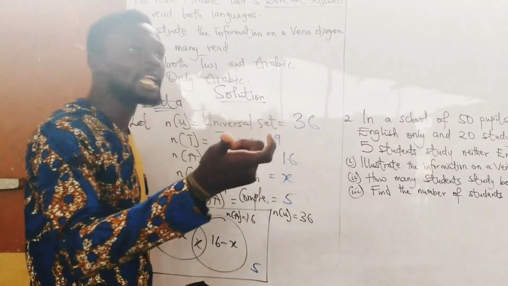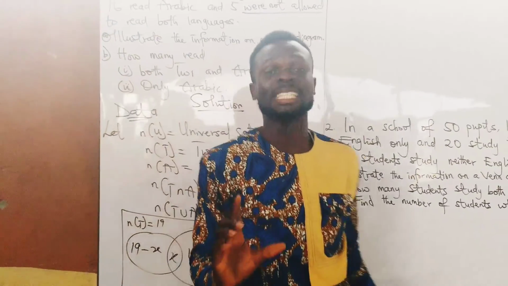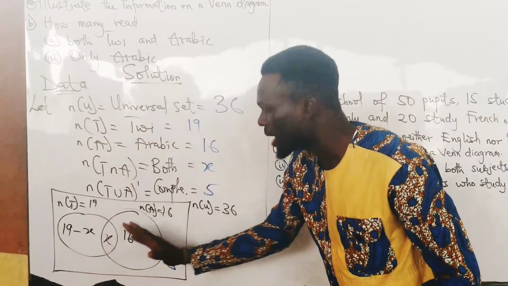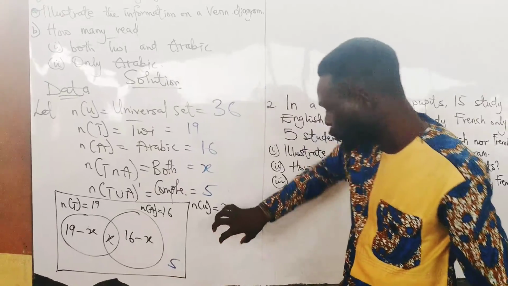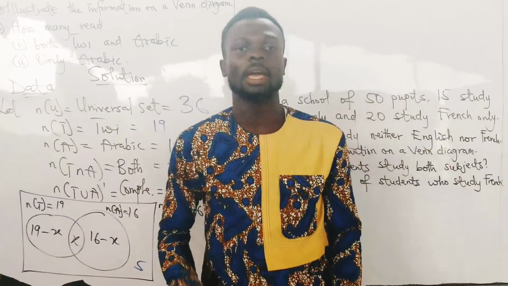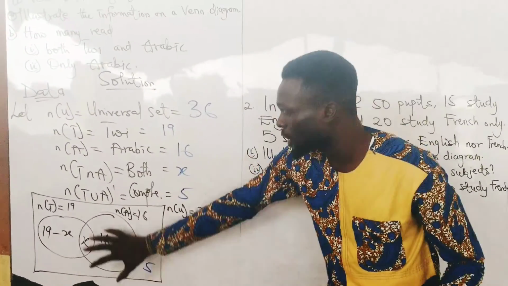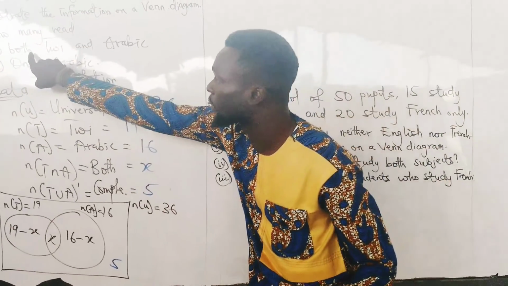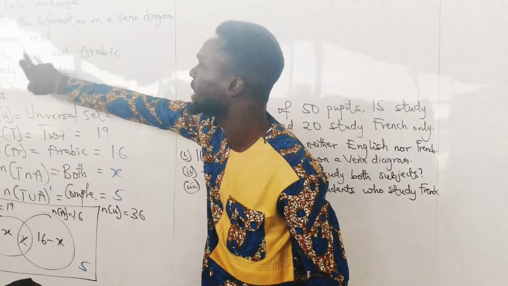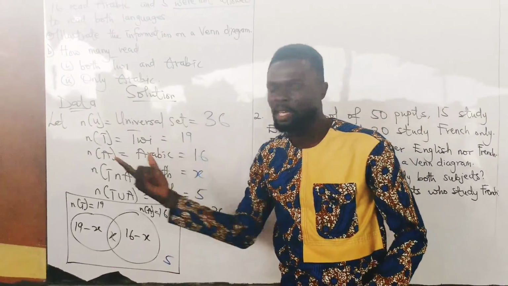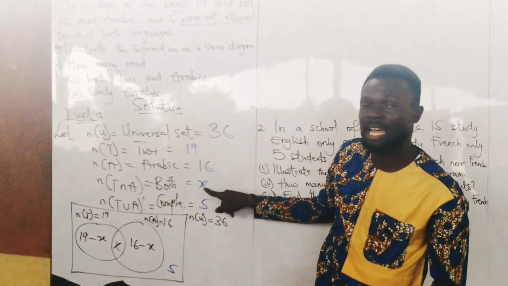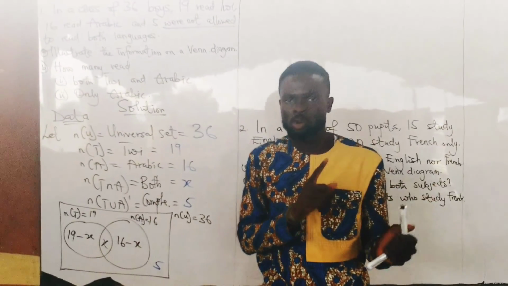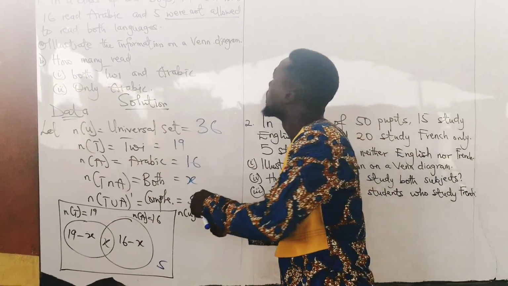And when we started with the Venn diagram, we were told that if you add this region plus this, plus this, plus this, it should give you the universal set. So I have illustrated my information on the Venn diagram. If you continue the question, it says how many read both T and Arabic, which is the X that we represented with the word both languages. So how do we go about it?